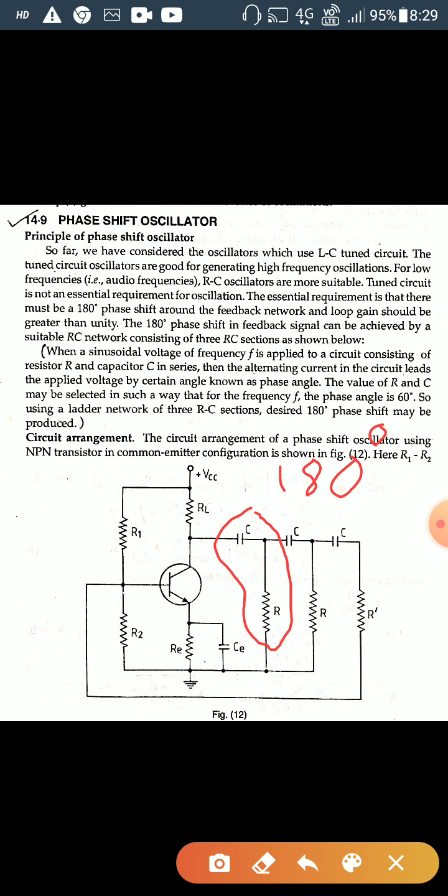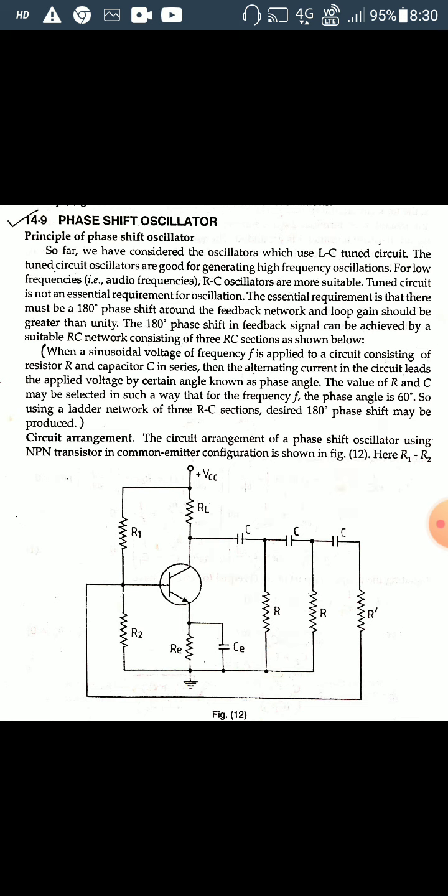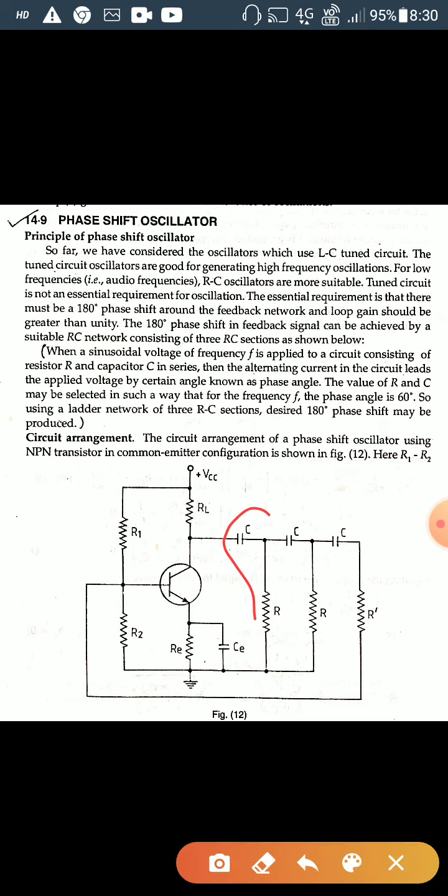So we use the ladder network. Ladder network means the sections are connected one after another in the form of a ladder, and for this reason it is treated as a ladder network. If an individual combination of capacitor and R generates 60 degrees, then three RC sections produce a 180-degree phase shift, and for this reason a total of three RC sections are used.